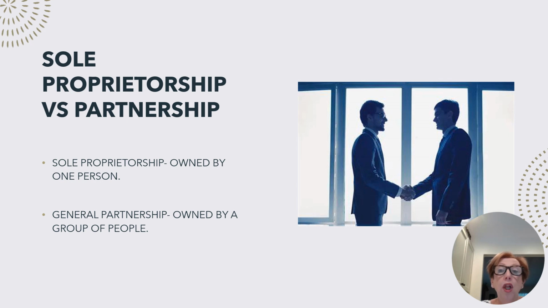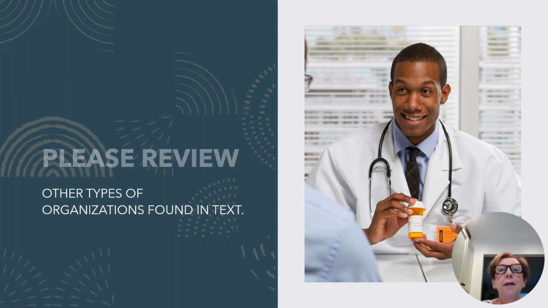A sole proprietorship is a business owned by one person, whereas general partnerships are a group of people who share profits and losses. Please review the other types of organizations that are found in our text.